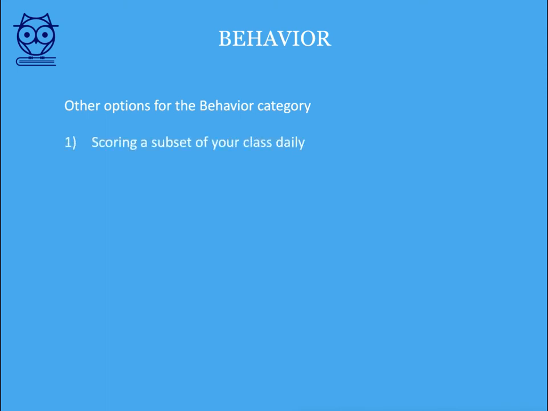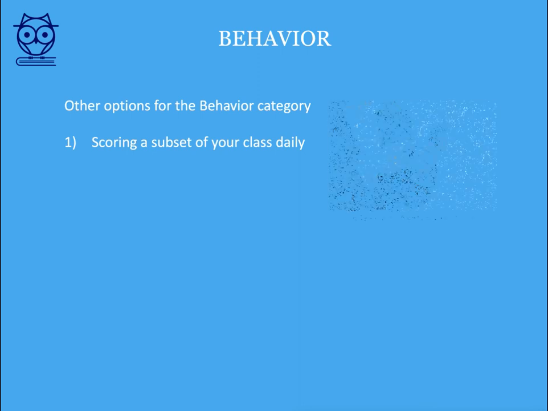Number 1, scoring a subset of your class daily. You may have a subset of your class that would benefit from more frequent behavior scoring. Number 2, replacing behavior point sheets with the behavior comments feature. No need to print point sheets or rely on the student to carry and present point sheets to teachers. Points can be sent instantly using the behavior comments feature.